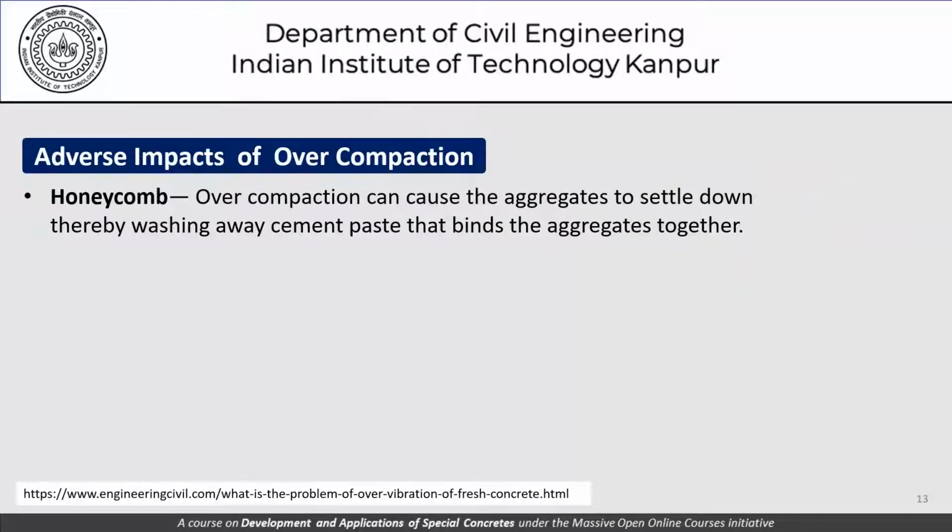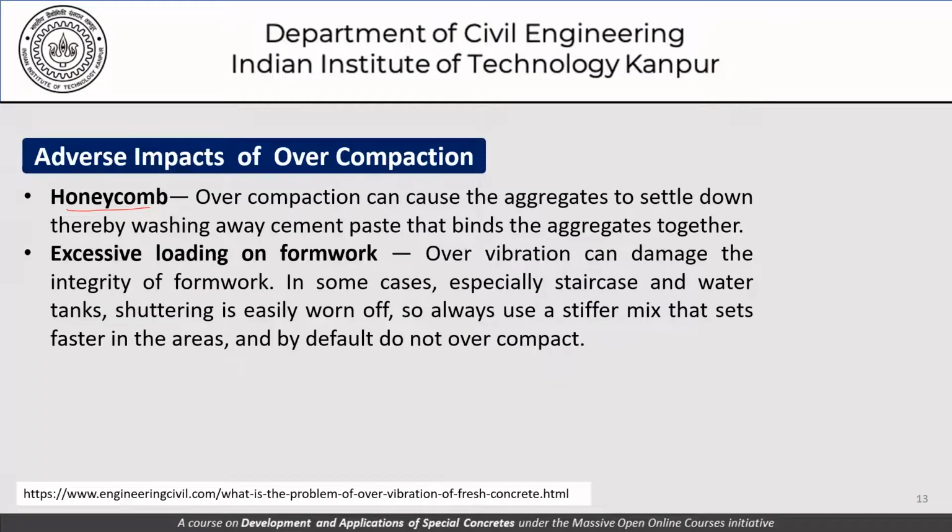Continuing with our discussion on the adverse impacts of over-compaction, honeycombing is one of them. Honeycombing, which is the result of over-compaction, can cause the aggregates to settle down, thereby washing away cement paste that binds the aggregates together. Excessive loading of the formwork and over-vibration can damage the integrity of the formwork as well. In some cases, especially staircases and water tanks, shuttering is easily worn off, so always use a stiffer mix that sets faster in these areas, and by default do not over-compact.